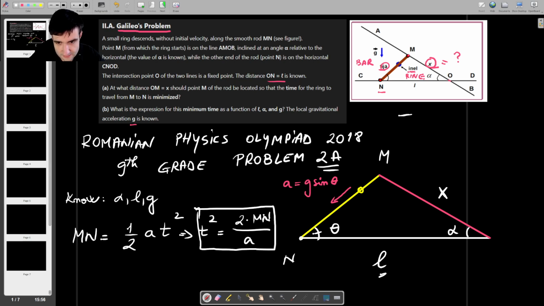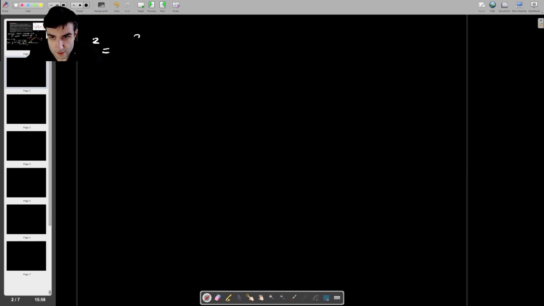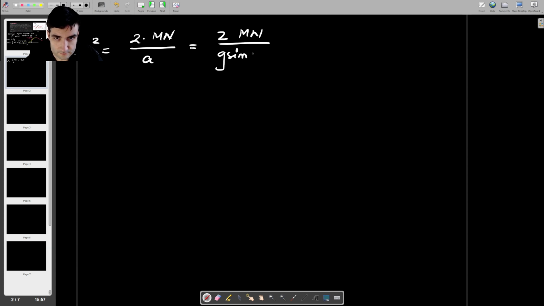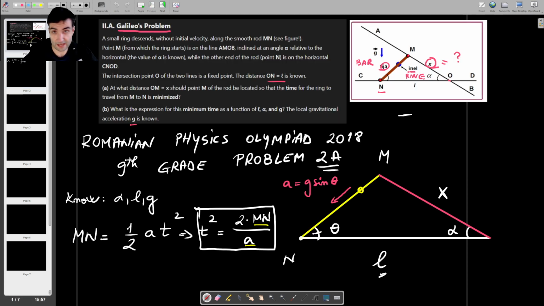Okay, so that's the time which we have to minimize. Now, the only problem is that we've got two unknowns. We have MN and we have the acceleration, which in turn depends on the angle. So let's rewrite this. We've got t squared is 2 times MN divided by a, and this is 2 MN over, so instead of a we write g sine theta. So I've got two things to worry about: there's MN and then there's theta. So let's treat them separately, and let's try to find MN in terms of x, hopefully.